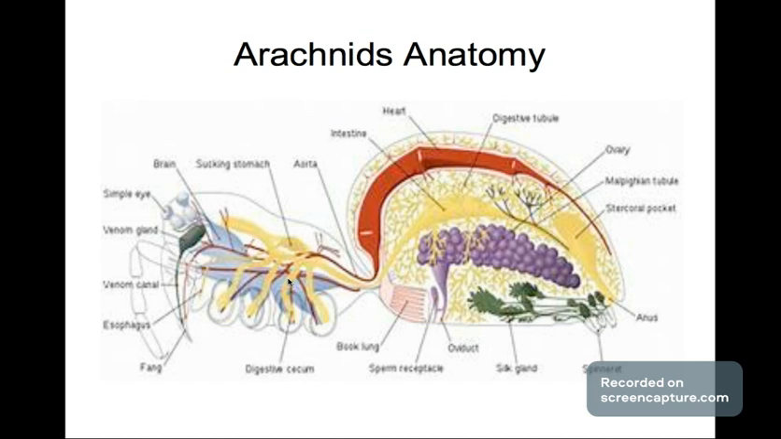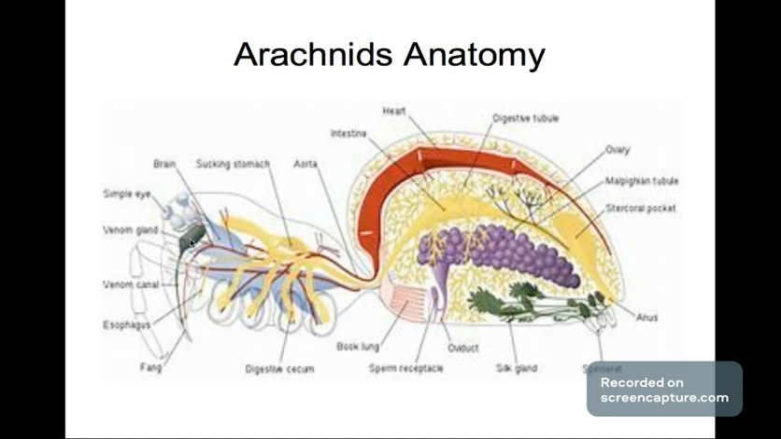Now this is a spider. Spiders are pretty interesting because spiders inject their venom into the prey, and they spit out stomach acid so that the prey becomes so mushy, to the point where the spider is able to suck all the nutrients from that prey. So we see here that the brain is right here. Okay. We see the simple eyes right here.